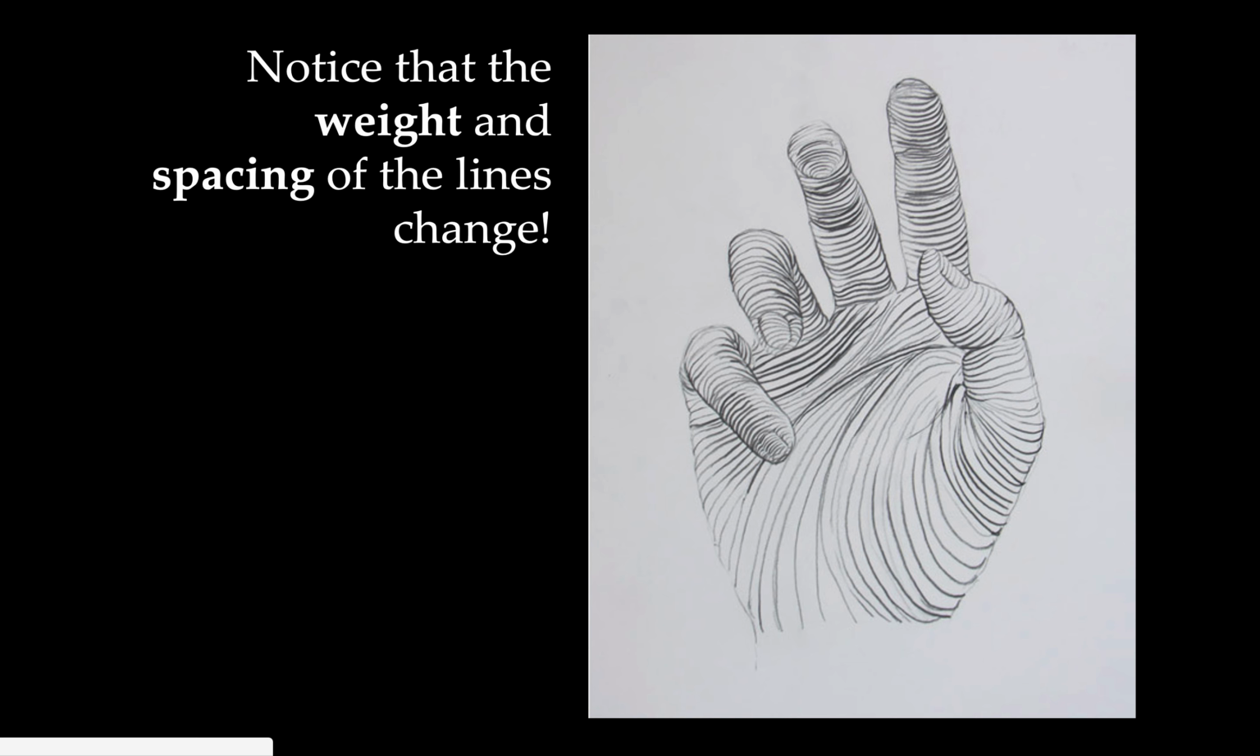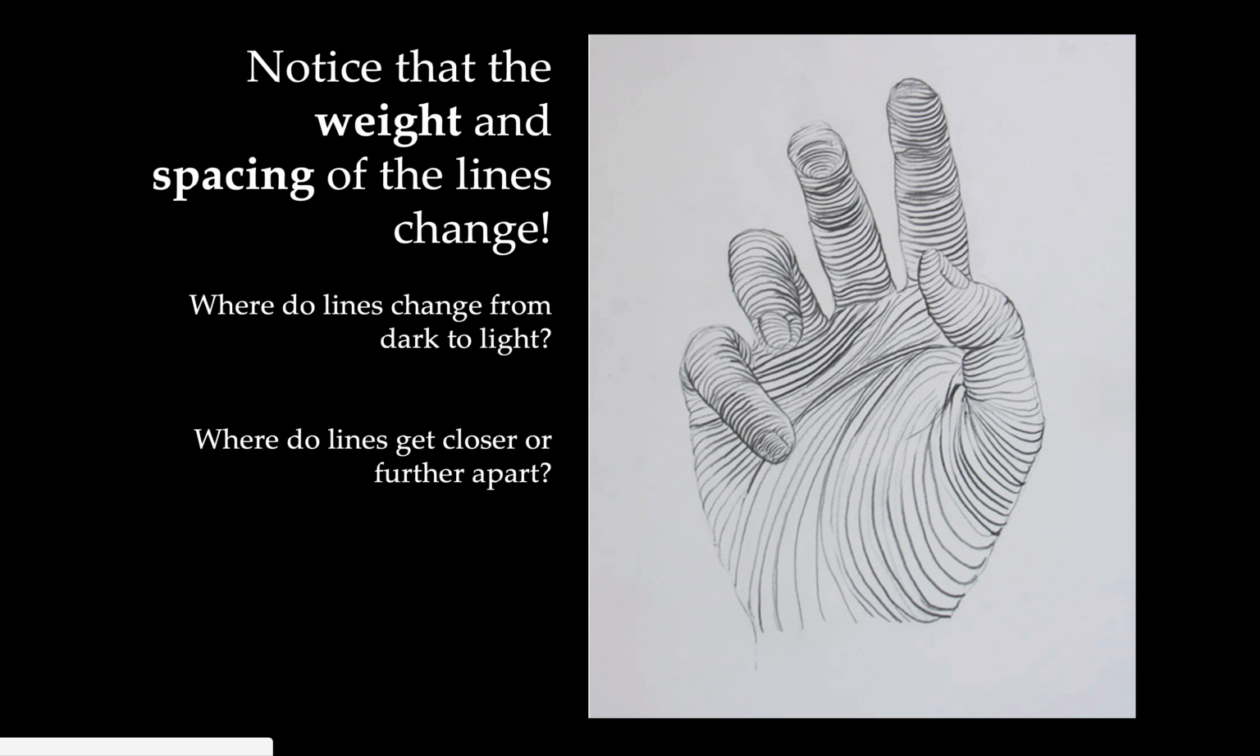So taking a look at this hand, I want you to pay close attention to where does the weight and the spacing of the lines change. And when I say the weight, what that means is how hard is that person pushing down or how dark are those lines. So notice, where do those lines change from dark to light? Where do you see darker lines on here? And where do you see some lighter lines? And then where do the lines get closer together and where do they get further apart? And then you also might think about, what effect does that have on the drawing?